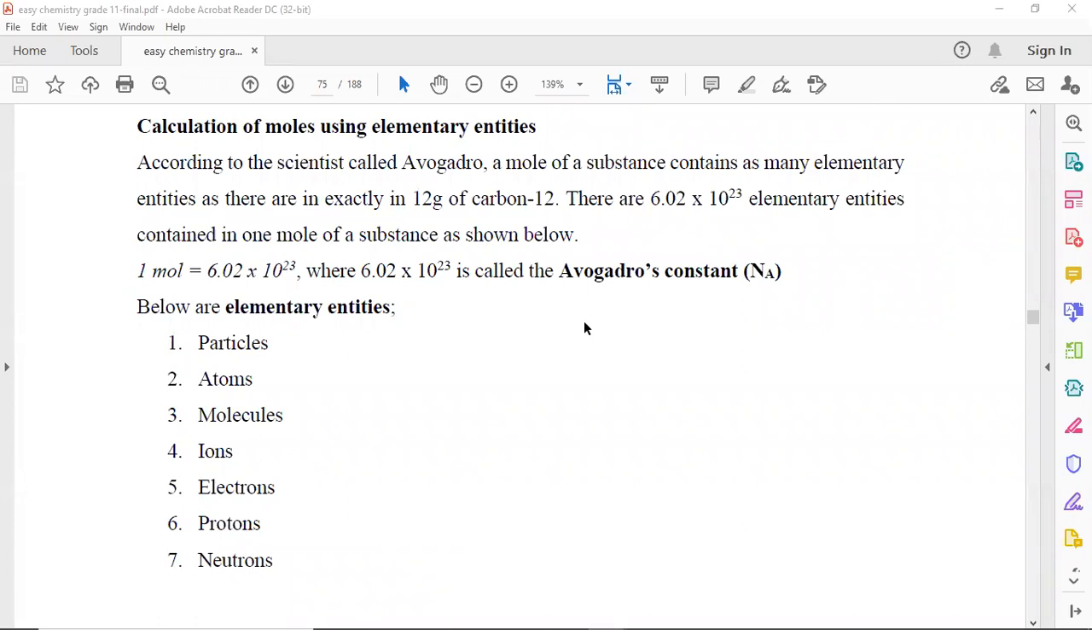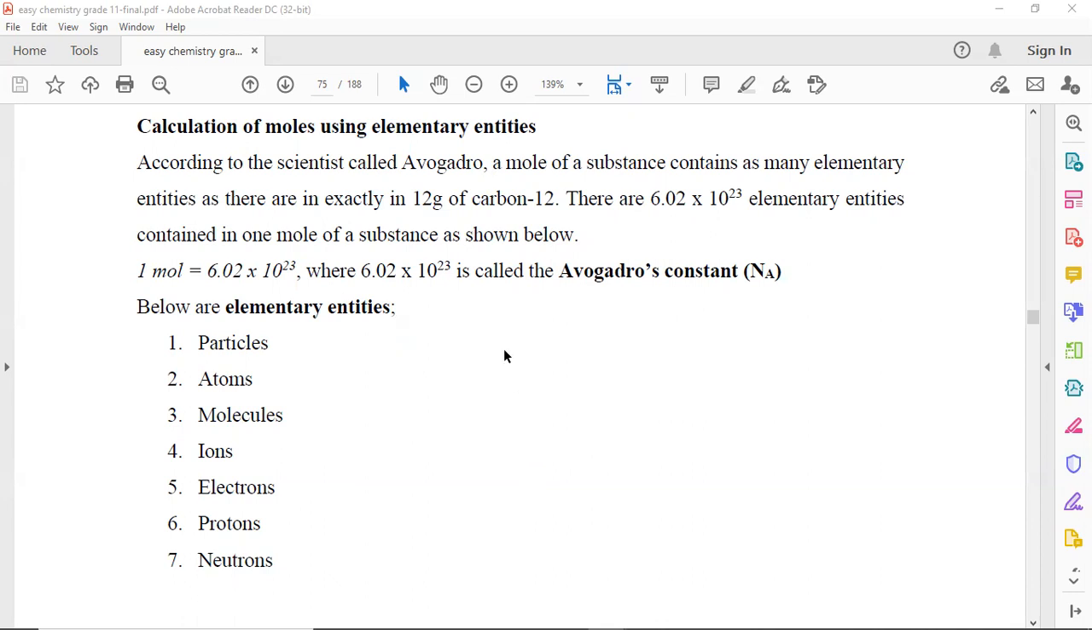So we're still in the series of mole concept, and as of today we're going to look at what we call calculation of moles using elementary entities. When we are talking about elementary entities, we are talking about particles, atoms, molecules, ions, electrons, protons, and neutrons. So we are going to look at a relationship between moles and elementary entities.